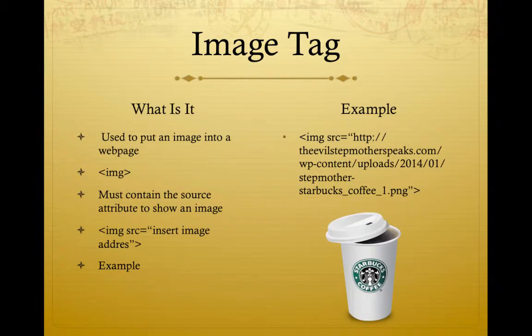It's time to insert your picture. So first, let's learn about the image tag. The image tag is used to put an image into the website. It's caret img caret. It must contain the source attribute for it to actually show an image, or else you just have a little piece of code that does nothing. So it's actually going to be a lot longer. It'll end up looking like my example code on the right, or even longer to show something like my cup of Starbucks coffee at the bottom.